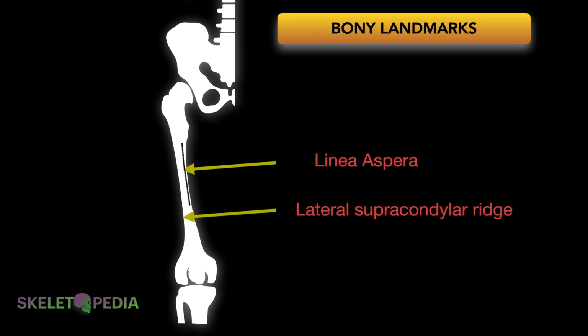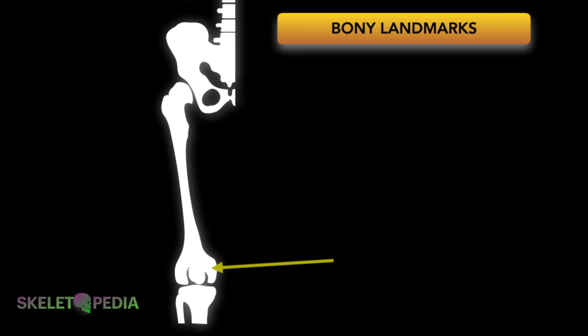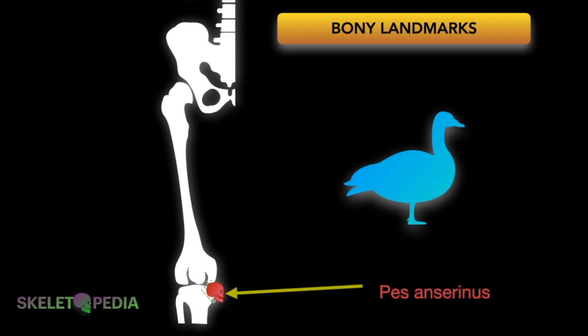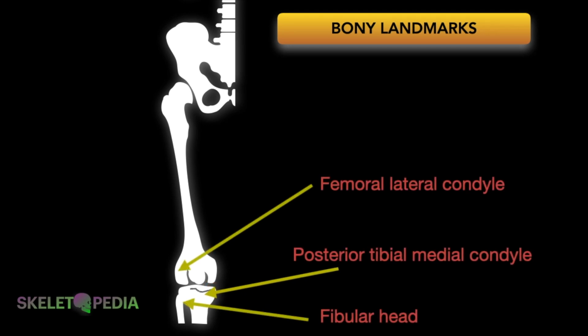Next is the linea aspera and lateral supracondylar ridge of the femur, where the short head of the biceps femoris originates from. The medial aspect of the proximal tibia is the pes anserinus, which is Latin for goosefoot due to the configuration it makes with all the different muscle attachments there. The femoral lateral condyle, posterior tibial medial condyle, and fibular head are other important attachment sites.